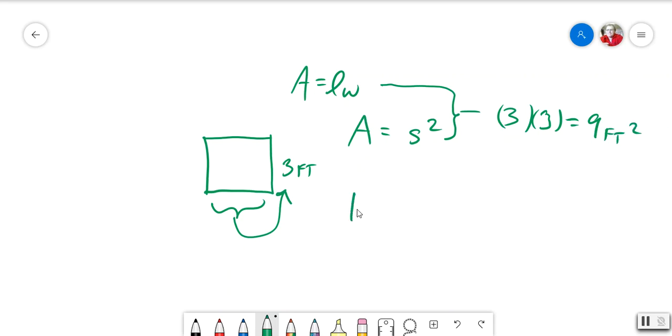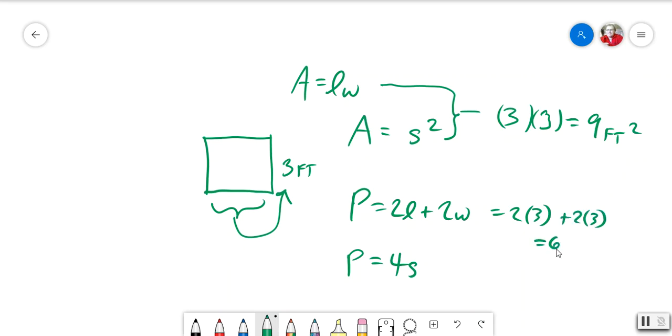And sometimes the perimeter is 2 times the length plus 2 times the width. Sometimes for a square, they say 4s because the length and the width are the same. So it would be 2 times 3 plus 2 times 3, which would be 6 plus 6, which would be 12 feet. Or if you did it this way, it would be 4 times 3, which is 12, exactly what we said earlier.